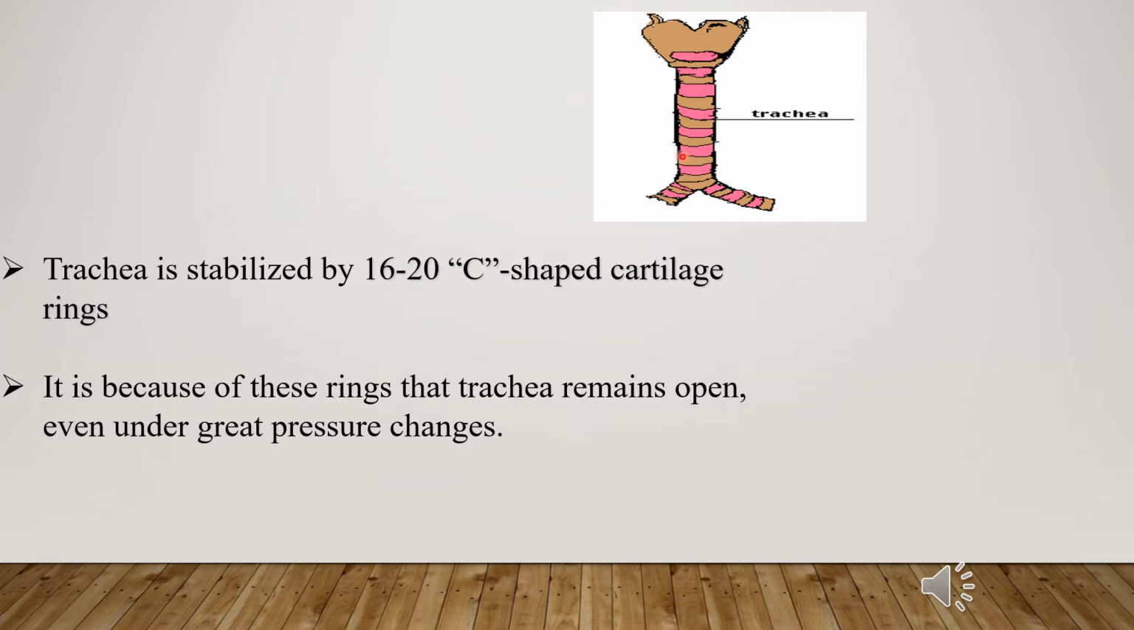This is the trachea, and it is stabilized by these C-shaped cartilage rings. About 16 to 20 of these rings are present, and these rings are responsible for the patency of the trachea. So during extreme pressure changes also, the trachea remains open because of this cartilage.